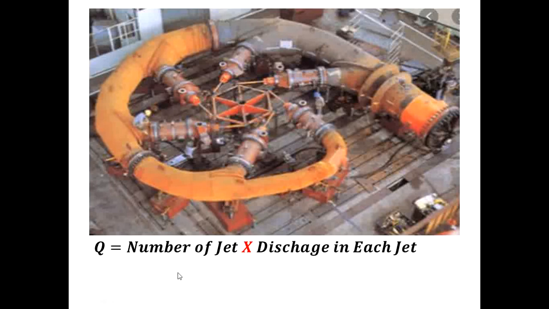Therefore, the total discharge Q is equal to the discharge in each jet times the number of jets, that is, number of jets into pi d square divided by 4 into v1. So this you know: area into velocity, times the number of jets, and v1 is constant at each and every jet.